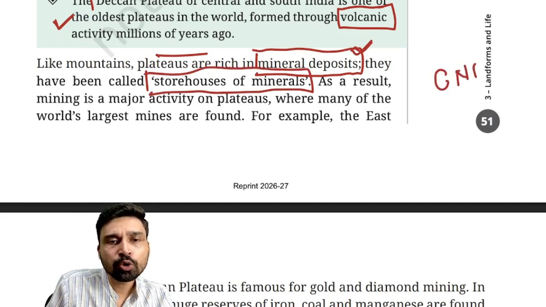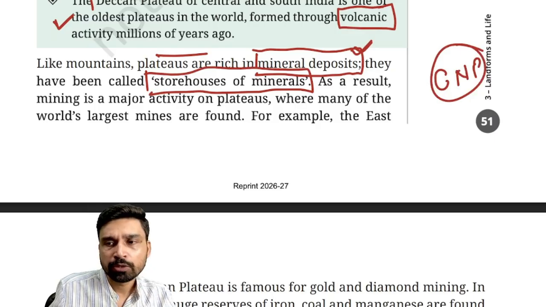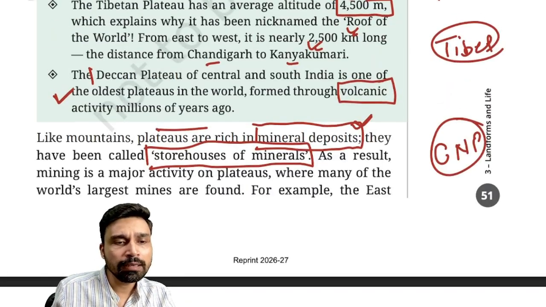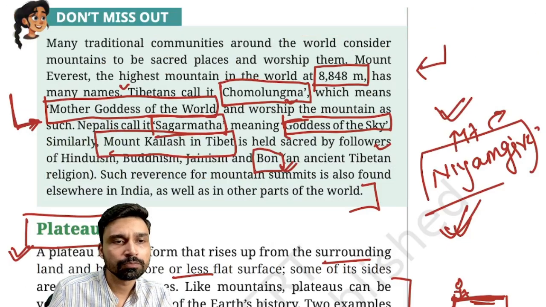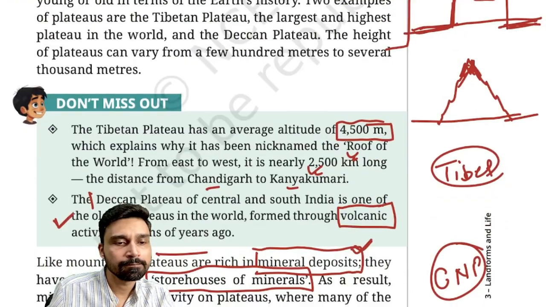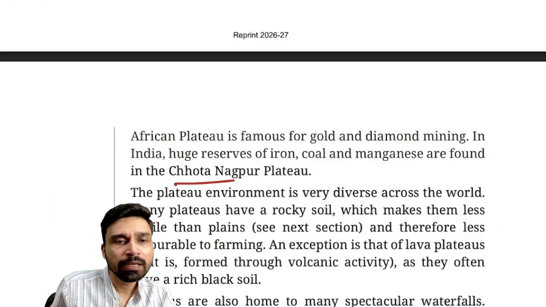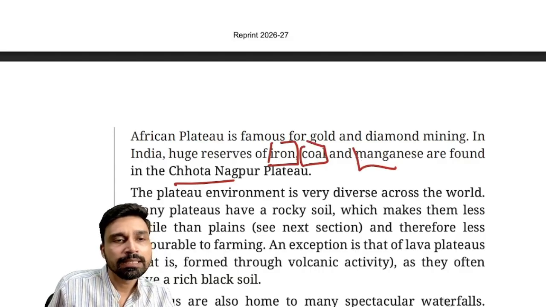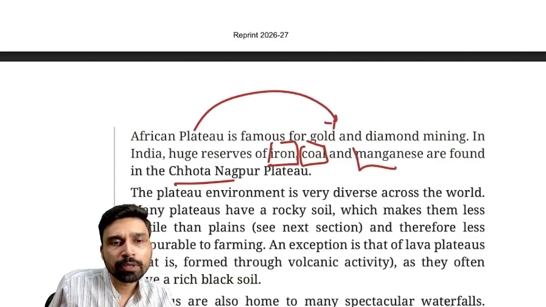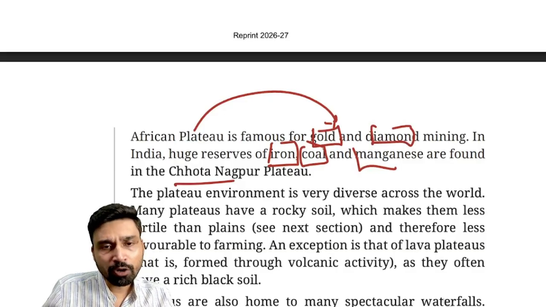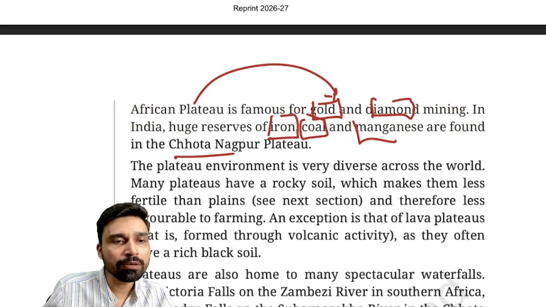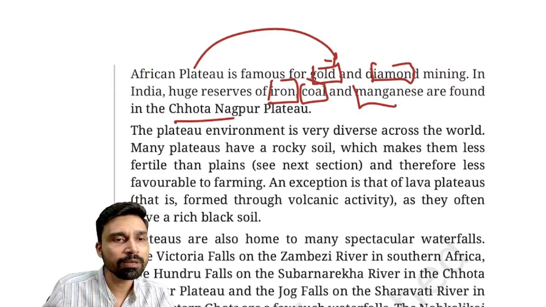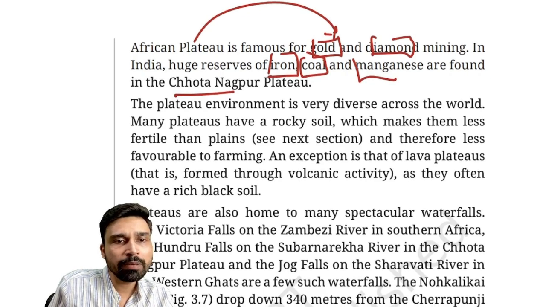An example can be the Chota Nagpur Plateau, as you can see from here. In the Chota Nagpur Plateau, you can find large volumes of minerals such as iron, coal, manganese. Similarly, the African Plateau, if you take a look, is known for gold and diamond mining. But we cannot say that all plateaus have a similar kind of mineral or that all plateaus are rich in minerals. Plateau environments are very diverse across the world.